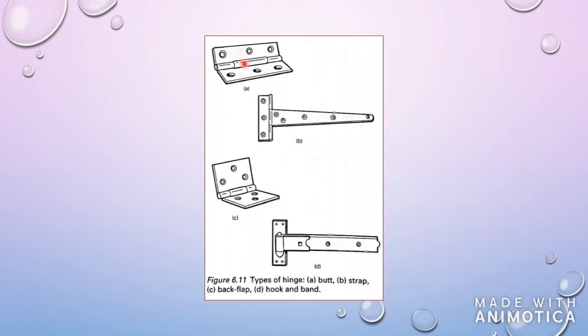You have the back flap, which is similar to the butt hinge. However, the back flap goes all the way forward and backwards. So if you have a door, it doesn't open one way. It opens both ways. So you can swing it all the way, well, actually 360 degrees. Yeah, 360 degrees. Okay.